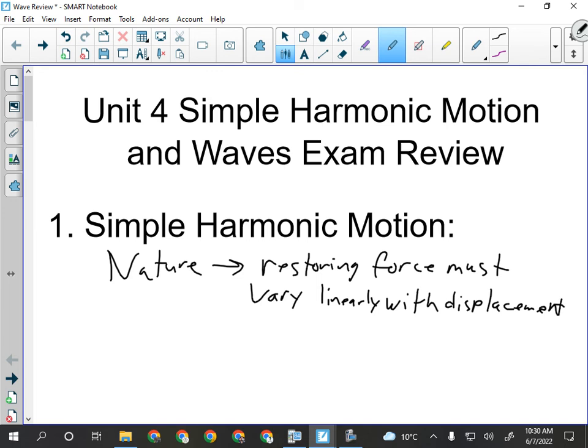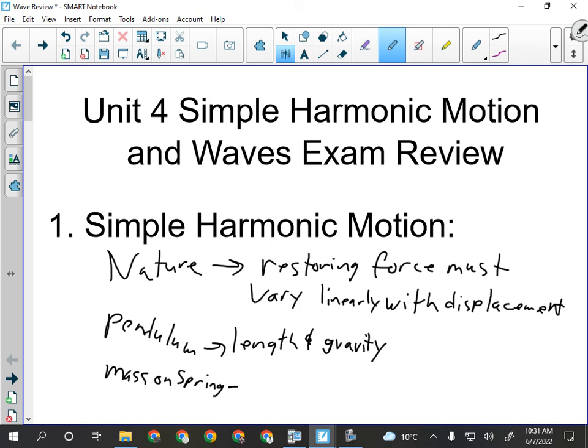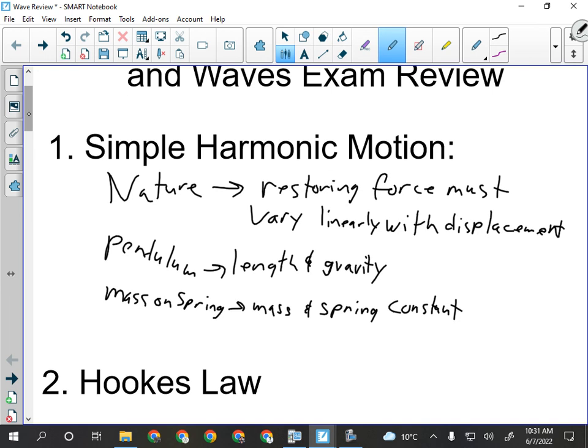Know the two examples. Pendulum: length and gravity. And mass on spring: mass and spring constant. Those would be the things that I would say are going to be a big part of just your understanding of simple harmonic motion.